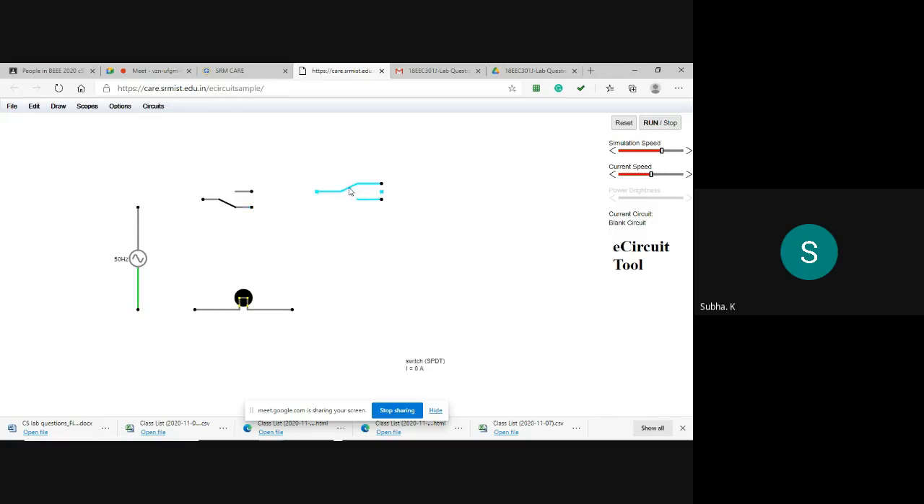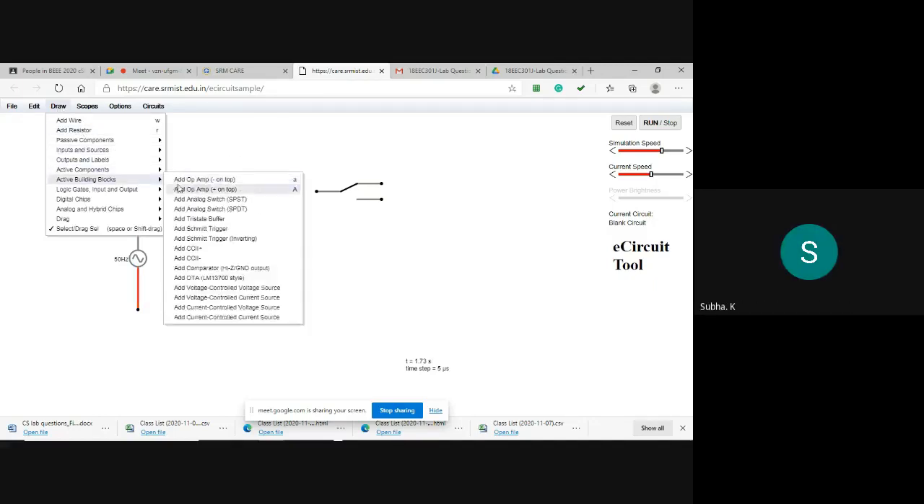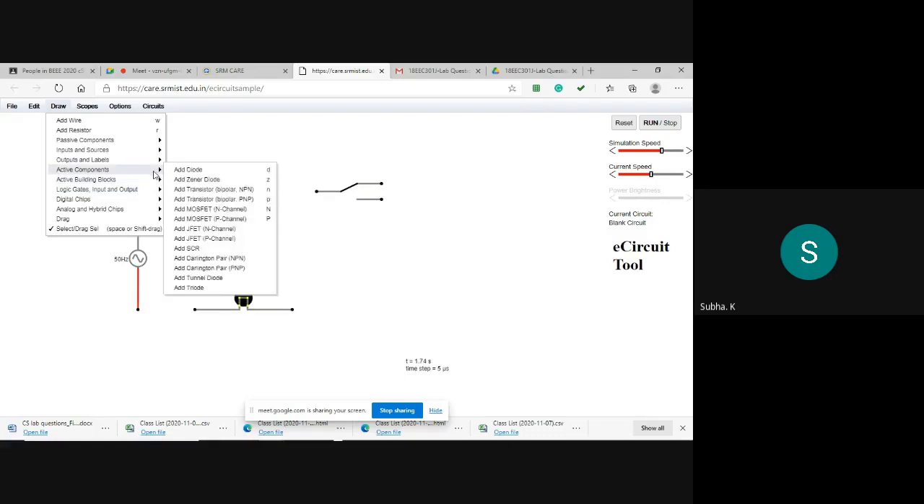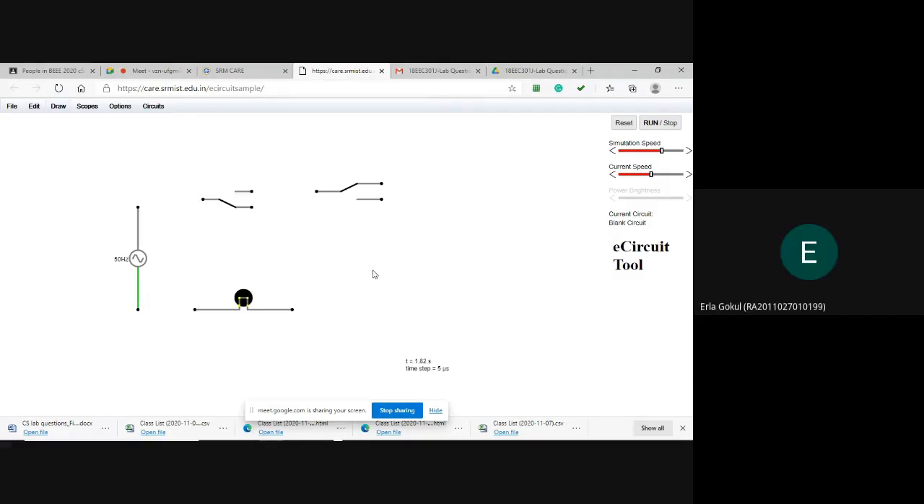Okay, you are able to see now. And what you have selected for this? SPDT switch. Wait, I'll show. SPDT switch. Understood? Yes, ma'am. Okay. Then as per the diagram, I have to connect. Let me try that direct connection.